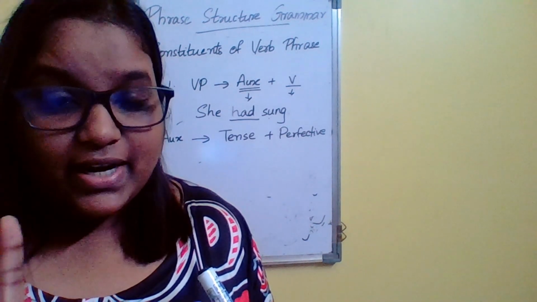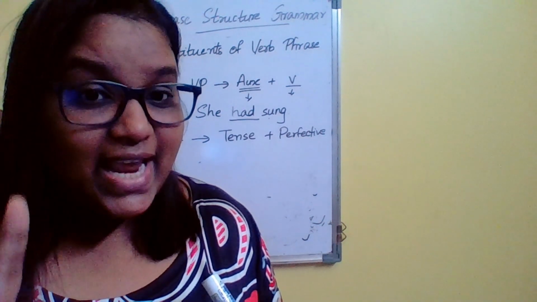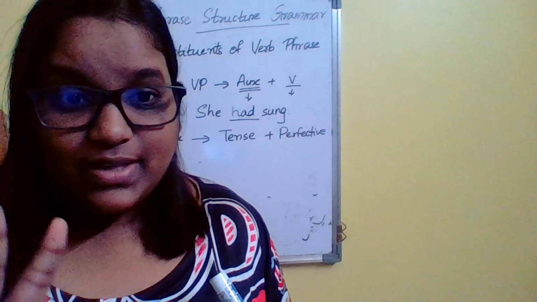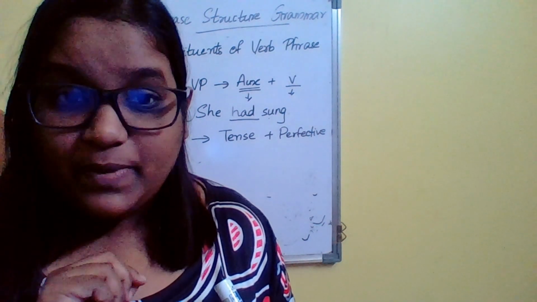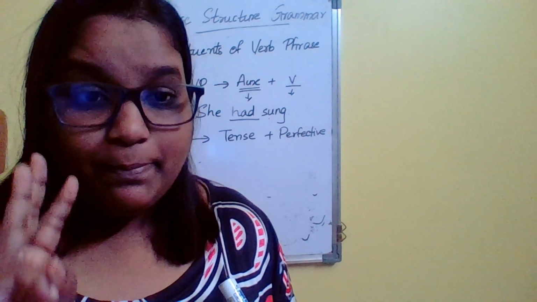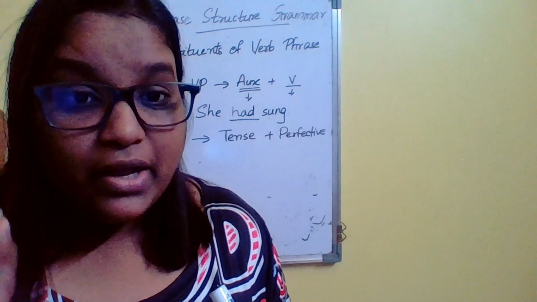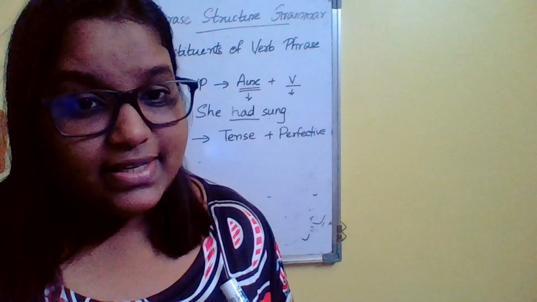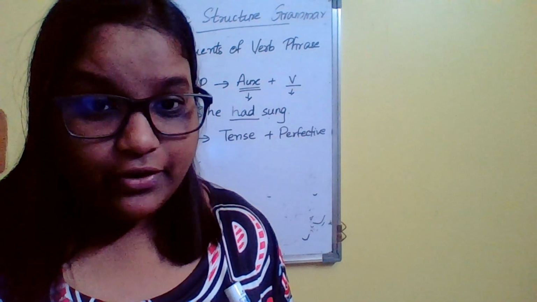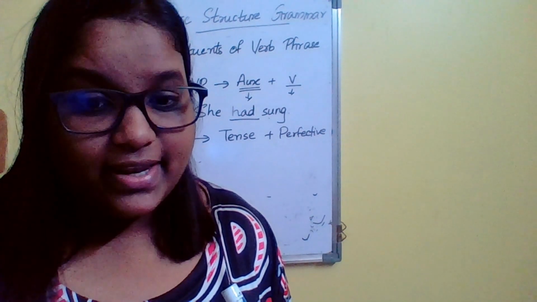So we already learned three possibilities of what can constitute an auxiliary. The first one is auxiliary can be a tense. Second is auxiliary can be tense plus modal. Third possibility is auxiliary can be tense plus perfective. Now let us discuss the fourth possibility of what can constitute an auxiliary.